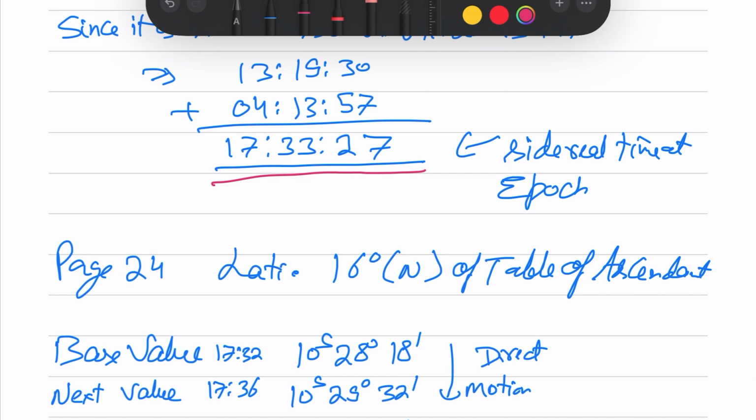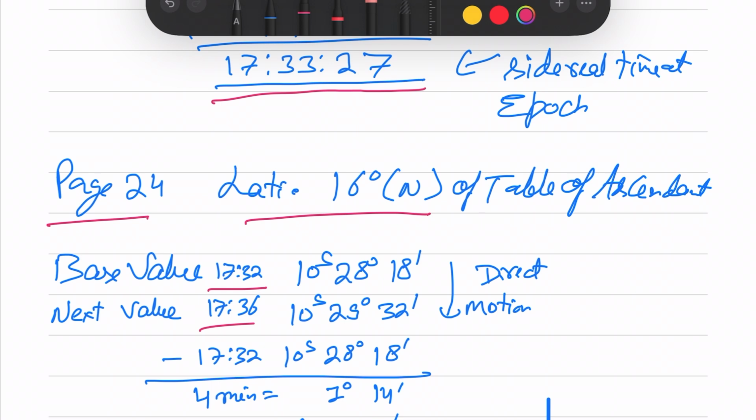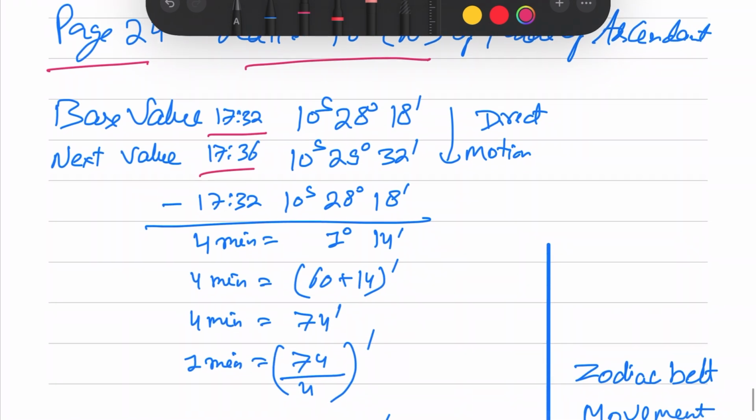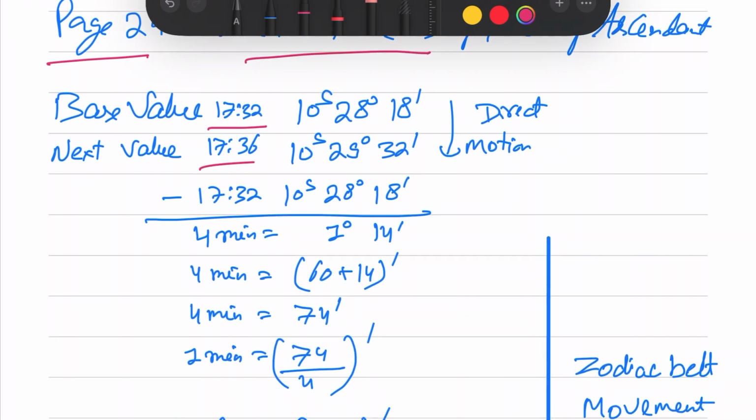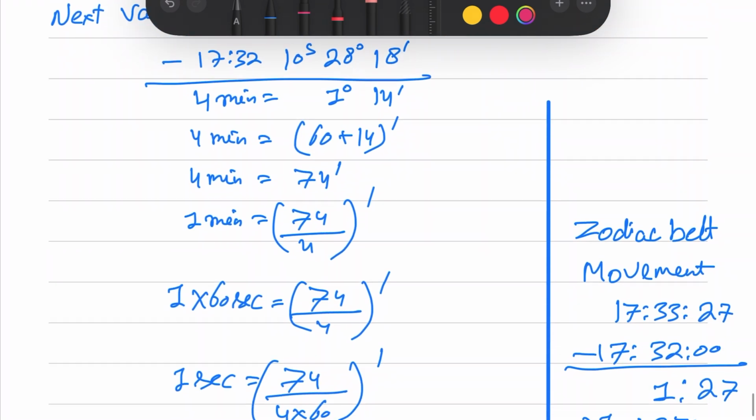So we again refer to page 24 for latitude 16 degree. It is 1733. So 33 lies between 32 and 36. So we have taken 1732 as the base value and 1736 as the next value. We have placed these values over here, and we do the subtraction. So for 4 minutes it is 1 degree 14 arc minute. We can write 1 degree as 60 arc minute, so we have taken it for easier calculation. 4 minutes equal to 74 arc minute, and 1 minute equal to 74 by 4.